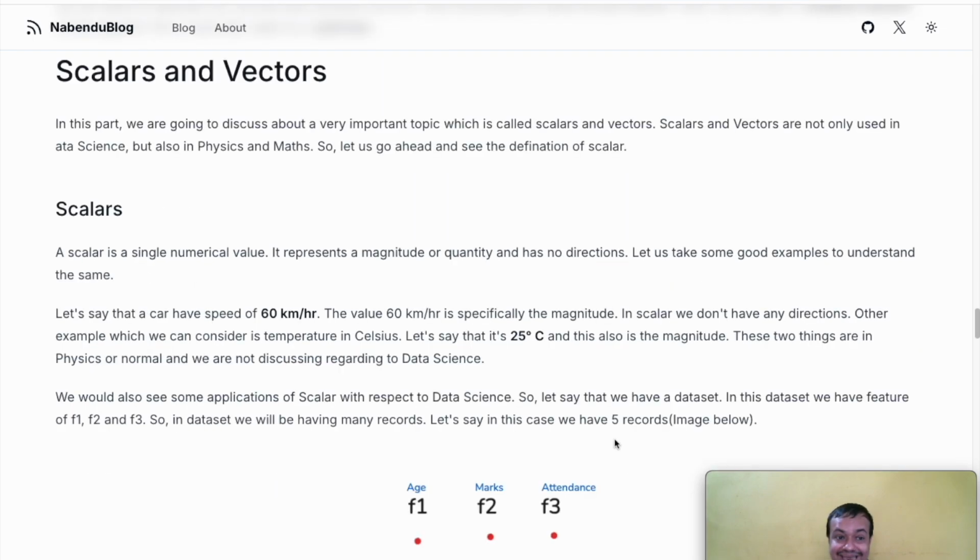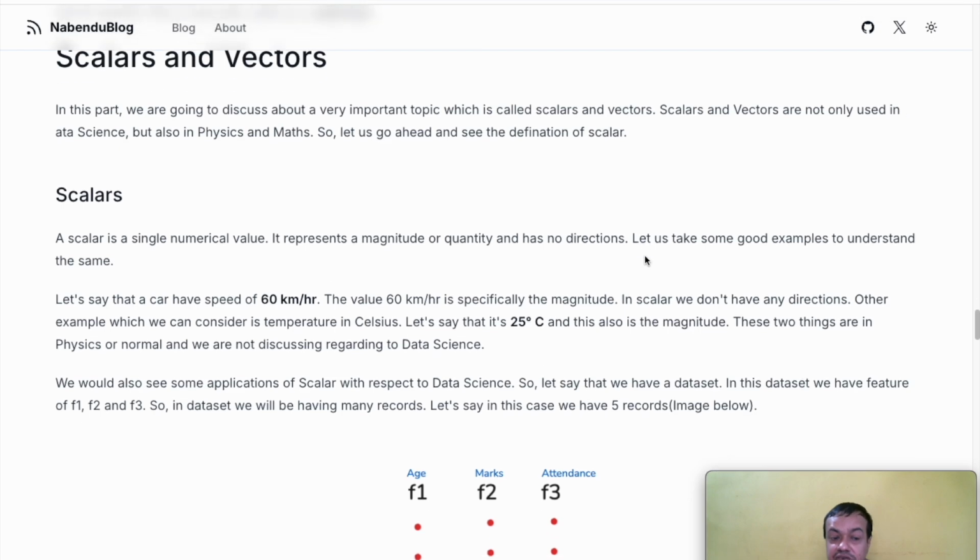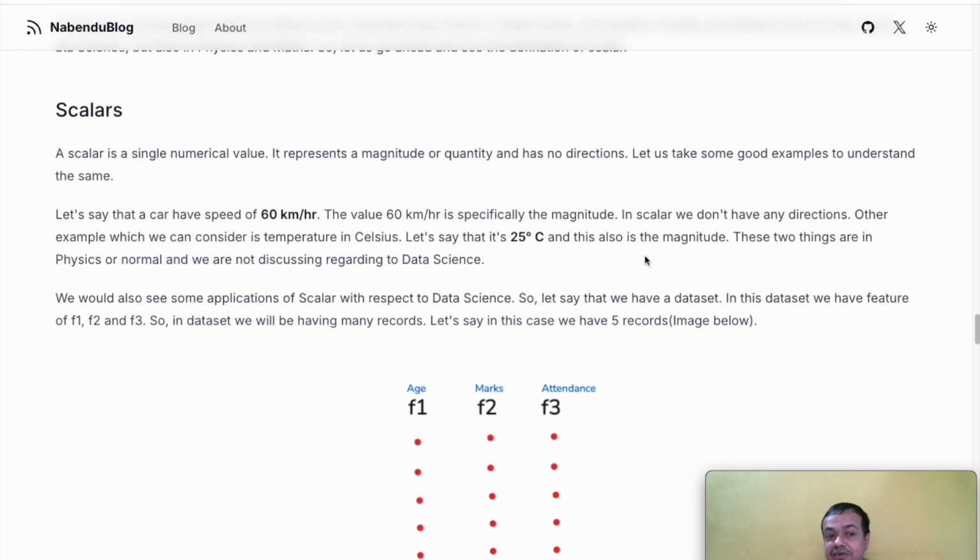Now we are going to learn about scalars and vectors. In this part, we are going to discuss a very important topic called scalars and vectors. Scalars and vectors are not only used in data science, but also in physics and math. So let us define what a scalar is. A scalar is a single numerical value. It represents a magnitude or a quantity and has no direction.